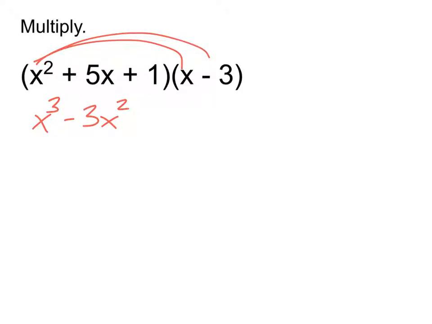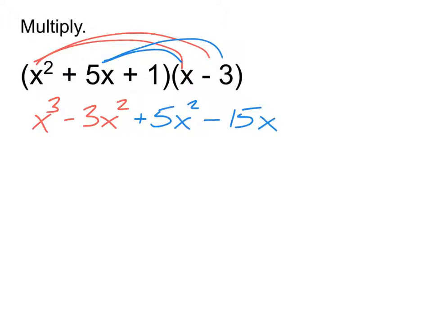I just did the x squared, now I'm going to do the 5x. So I'm going to do 5x times x. That's going to give me 5x squared. Do not forget that it changes our exponent here. And then I need to multiply the 5x by the minus 3. So that's going to be a minus, because a positive times a negative is a negative. 5 times 3 is 15, and yes, there was an x in there.